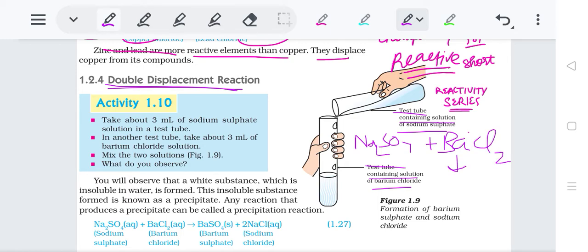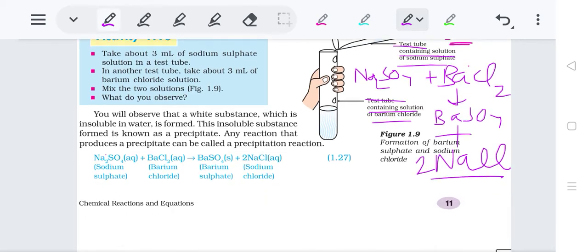So what will it be forming? It will be forming barium sulfate plus NaCl. So this will be the reaction. In the previous part we talked about single displacement reaction. Here we have double displacement, where there will be interchanging of ions.